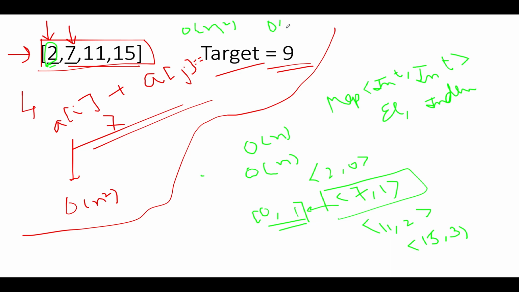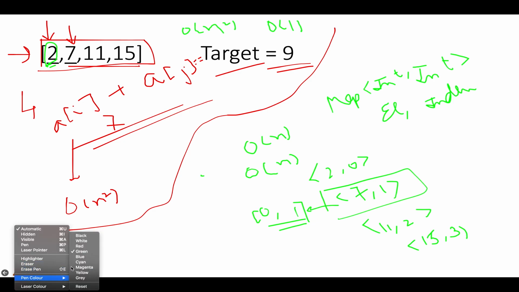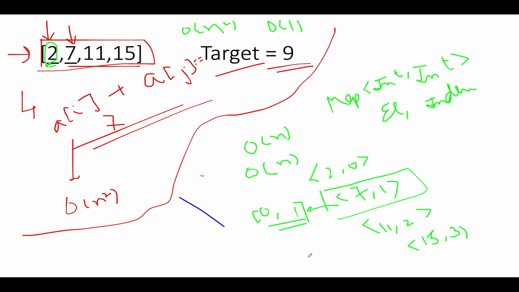Now let's shoot for the third approach, which is the Two Sum kind of approach, and we will be exploiting the property that the array is sorted. It can only be applied when the array is sorted.